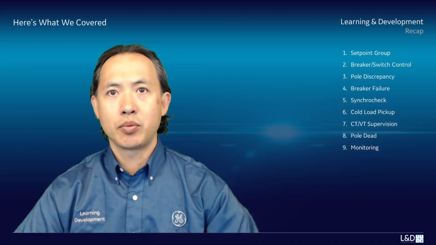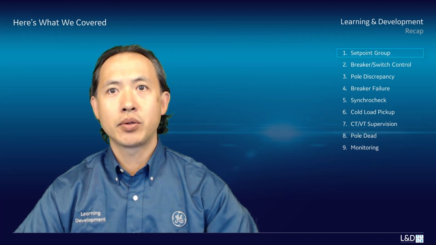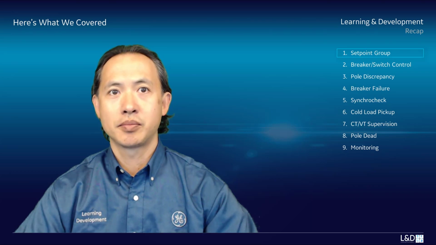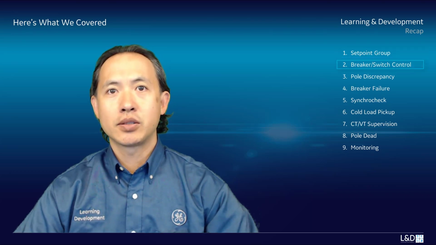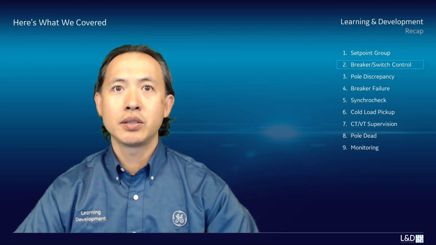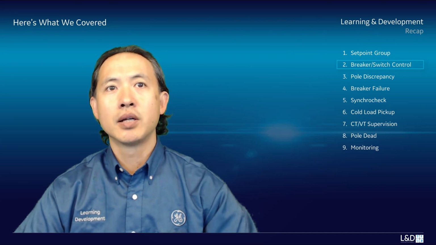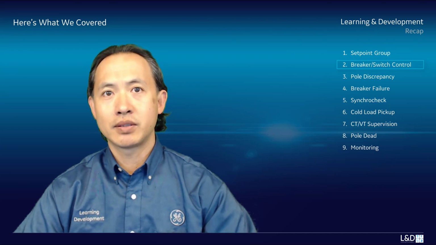Now let's recap what we learned in this module. First, we started the Setpoint group session and we learned how to select the active Setpoint group, the priorities of the Setpoint group, and how to inhibit the change of the Setpoint group. In the breaker and switch control session, we learned the different options for the control of a single circuit breaker by using the IED menu, hotkeys, and the opto inputs, and other relevant settings.